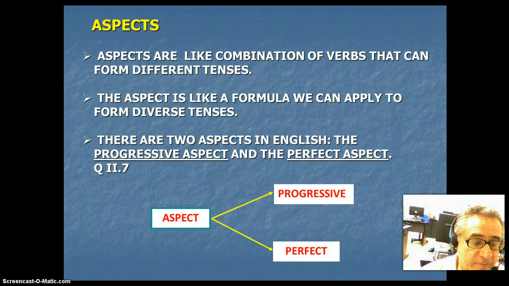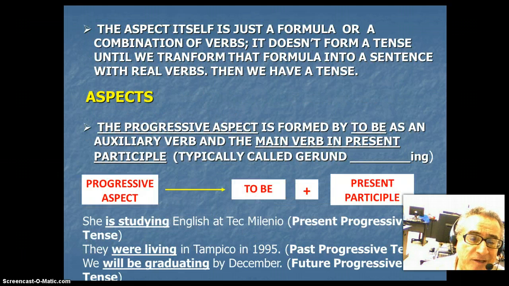So now we are going to explain what an aspect is. An aspect is a combination of verbs that is going to help us form tenses. Aspects are like combinations of verbs that can form different tenses. The aspect is like a formula we can apply to form diverse tenses. There are 2 aspects in English, the progressive aspect and the perfect aspect. Okay? The aspect itself is just a formula or a combination of verbs. It doesn't form a tense until we transform that formula into a sentence with real verbs. Then we talk about a tense.